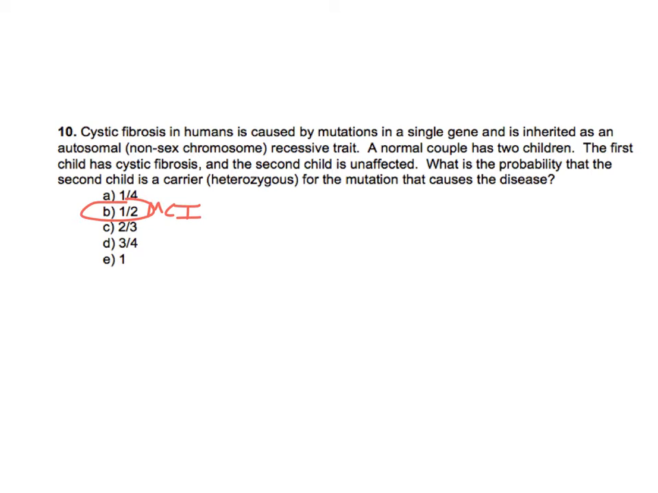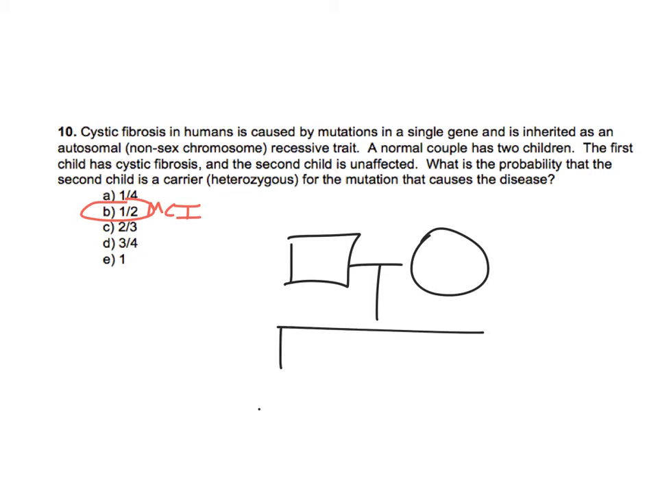So I had to think about it. There was no teacher guide to this question, so I had to really think about it, and then I think I figured out why the answer is something else. So here's, say, the family. How do I fill in the phenotypes here? A normal couple has a child with cystic fibrosis.